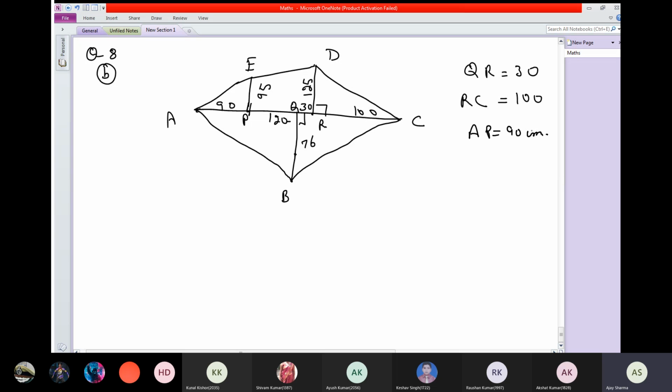Anyone? Sir, at first we take the area of triangle AEP, and then triangle DRC, and then triangle ABC. Yes, that's right. And then the quadrilateral. Yes. Any other?